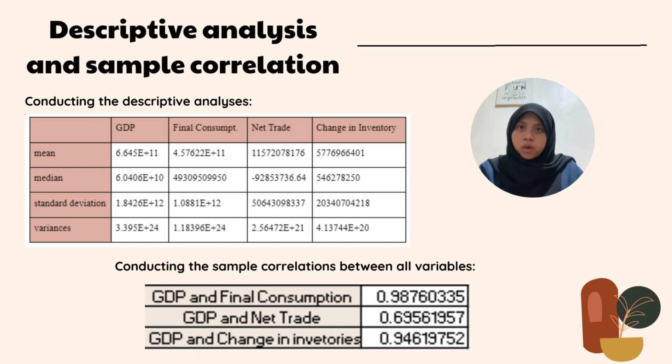So next, we move on to the analysis by conducting the sample correlation between all the variables. From the slide, it shows the correlation of GDP with all these explanatory variables, which are final consumption, net trade, and also change in inventory. As for GDP and final consumption, the correlation coefficient is very close to 1 with 0.98, indicating a very strong positive linear relationship between GDP and final consumption.